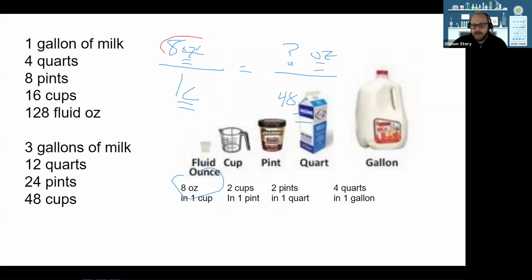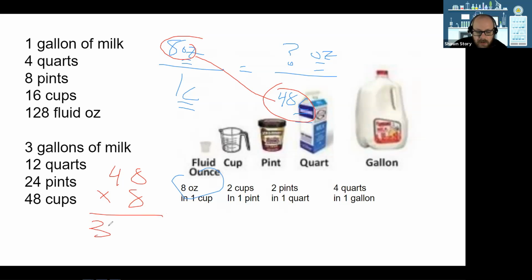I'm going to cross multiply 8 times 48. What is 8 times 48? Do we have a calculator, ladies? 384. Say it again, Libby. I think it's 384 ounces. 384 ounces.